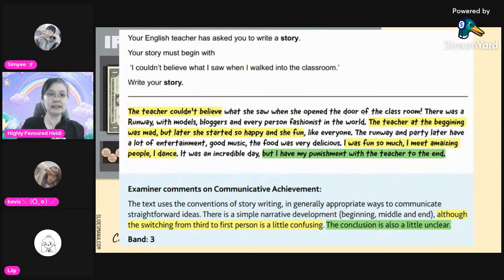Lily is with me, right? Lily, can you read this? This is a story.